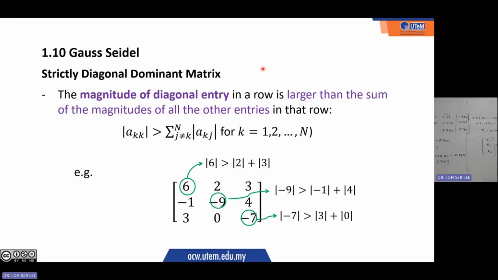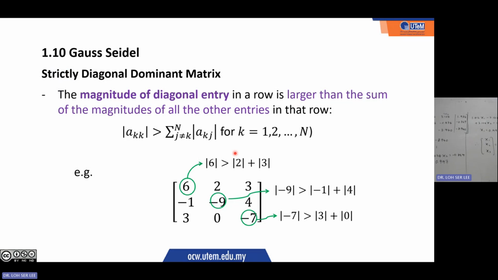Now look at the screen. Okay, this is the last method, the third one, Gauss Seidel. To use this, there's one condition. The matrix A must be a strictly diagonal dominant matrix. Okay, what is strictly diagonal dominant matrix? Dominant, you know what dominant means? The largest one, right? Diagonal, this is the diagonal.